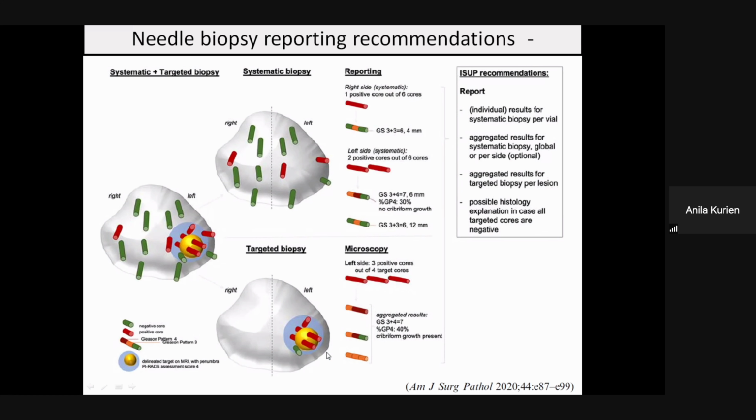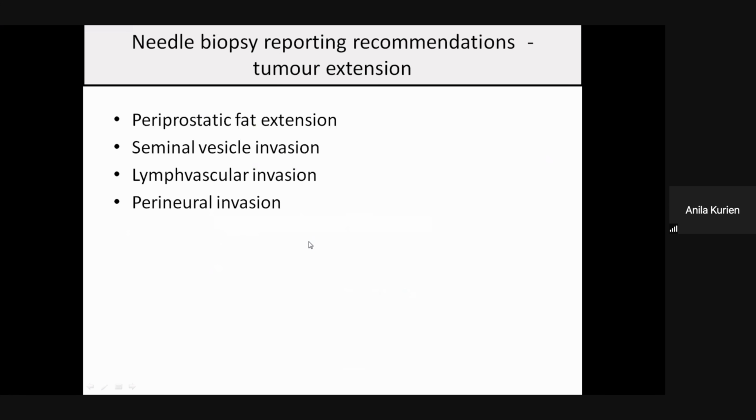Now, once you report the targeted area, then you look at the systematic biopsies, and based on right and left, you have to mention how many cores are there, how many are positive, and each positive core has to be individually given a Gleason score and individually quantified, and you should mention whether there is a cribriform pattern or not. So each core should be given equal importance in a systematic biopsy. You cannot clump it together.